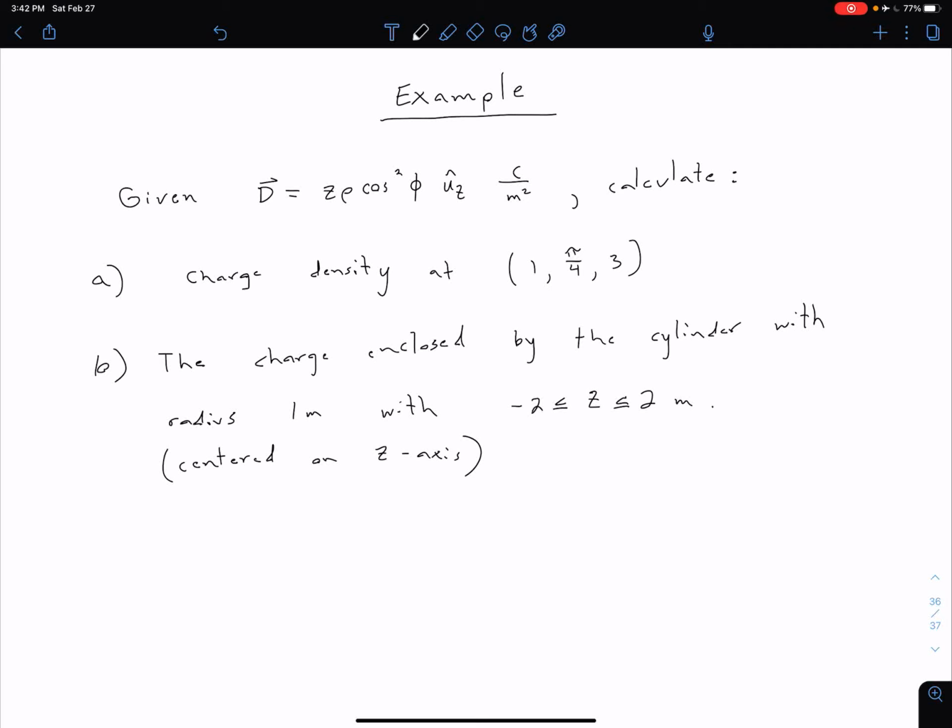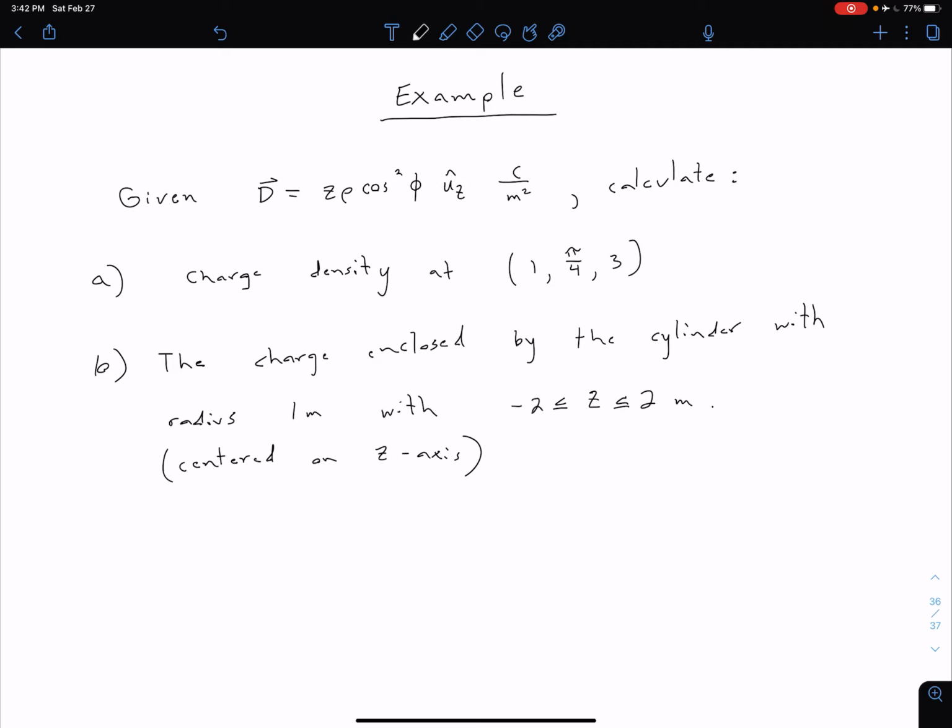Let's take a look at another example. In this case, we're given the expression for our electric flux density, D equals z rho cosine squared of phi in our z direction, with units of coulombs per square meter. And we want to calculate in part A the charge density at some particular point, 1, pi over 4, 3.